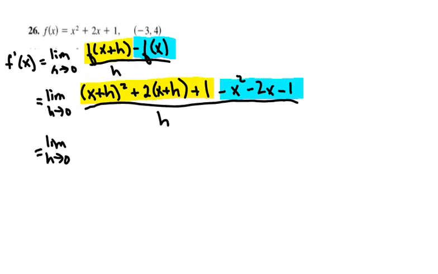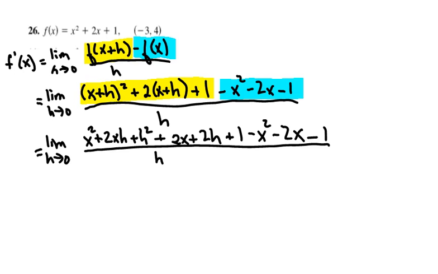So we have the limit as h approaches 0 of x squared plus 2xh plus h squared plus 2x plus 2h plus 1, and then minus x squared minus 2x minus 1, all over h. So all we need to do next, again, if we did everything correctly, is that anything that doesn't have an h in it should be able to zero out here. So let's see. The x squares go away. Next, we have 2x and negative 2x, and we have 1 and negative 1.